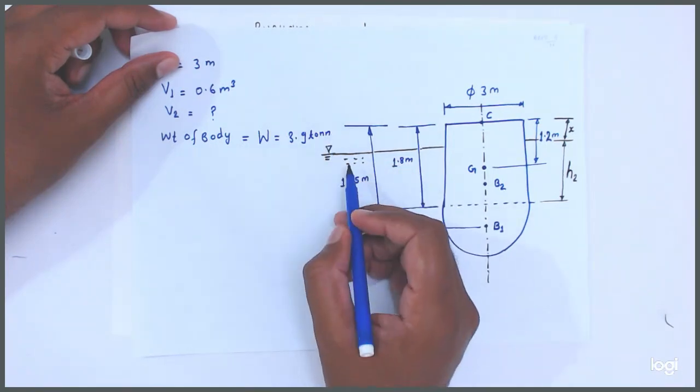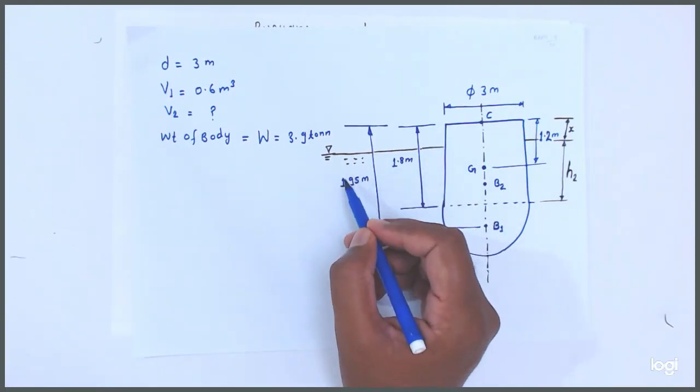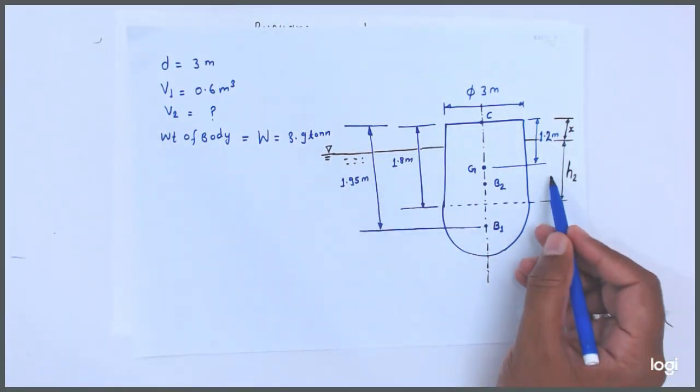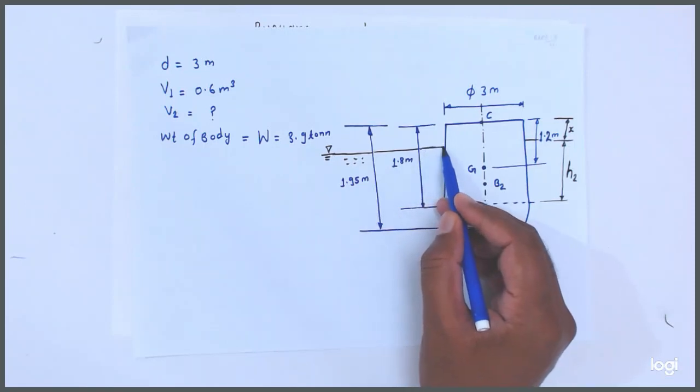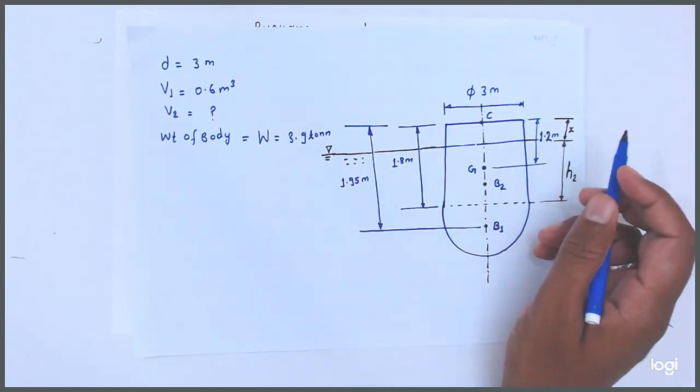Okay friends, this is the liquid surface. These all are waters. Okay friends, these all are waters. So this is the liquid surface, we can say this is the liquid surface. Getting?